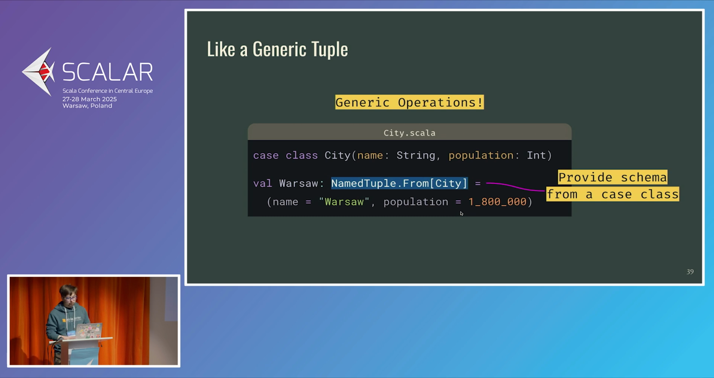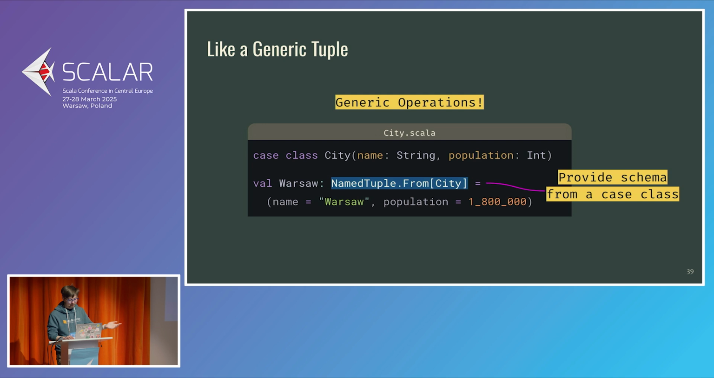Then we have this really good one, NamedTuple.From, which can convert a case class type to a named tuple type. And this is really powerful because it basically provides you a schema to construct a named tuple from. So here I'm constructing a named tuple with the same fields as City, but it's not the same type.